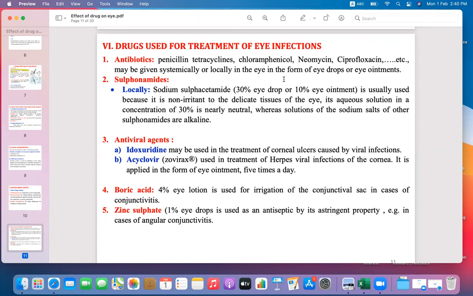If the infection is caused by bacteria, we use those; and if the infection is caused by a virus, we have antiviral agents. Idoxuridine may be used in the treatment of corneal ulcers caused by viral infections. Acyclovir is used in the treatment of herpes viral infection of the cornea. It is applied in the form of eye ointment 5 times a day. Acyclovir and idoxuridine are antiviral drugs used in the treatment of eye infection caused by viruses.